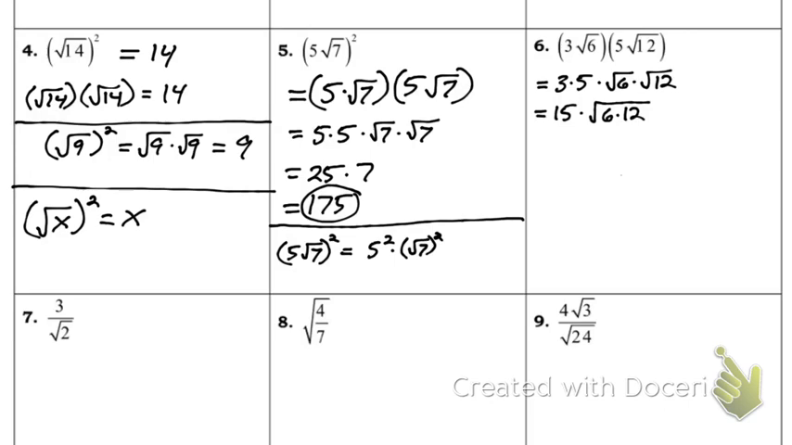Do you all kind of remember that? Maybe? Sort of? You've seen it. So if you're multiplying radicals, you can put them all underneath one radicand. All right, so we do that. So we have our 15. We have our 6 times 12. So we're going to have 15 times 72.